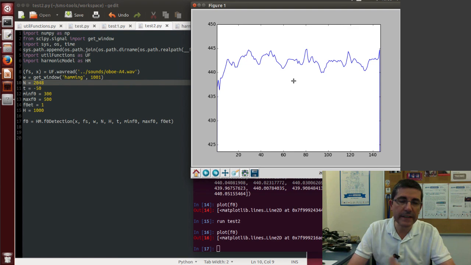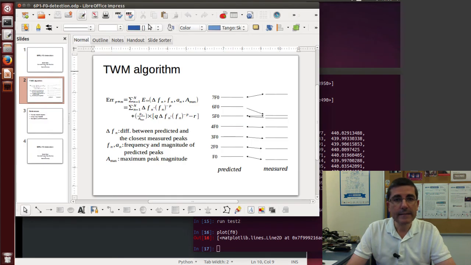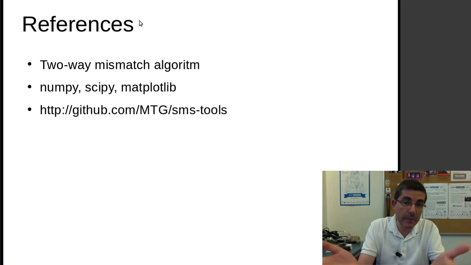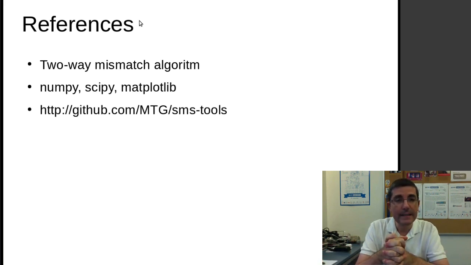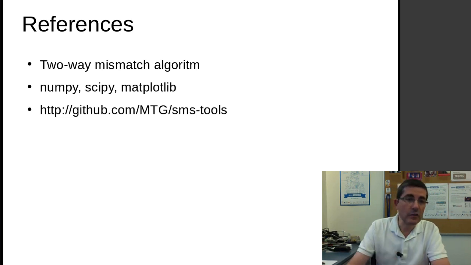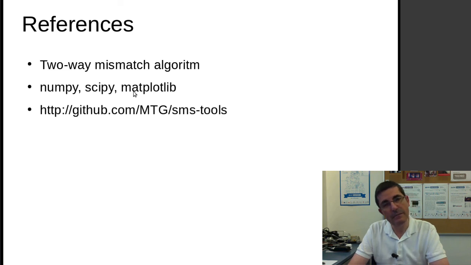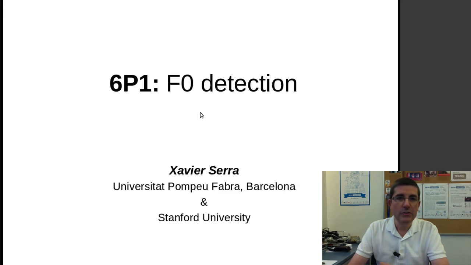But this is a very interesting way to try to understand what is going on, both in terms of the algorithm and in terms of this oboe sound and the natural oscillations that might be caused by either the acoustics or the performer that is playing this note. Okay, and that's all I wanted to say. So basically, we have talked about an implementation of the two-way mismatch algorithm, and I think that has given us a view on the issues of how to detect the fundamental frequency. Of course, we have used Python and a number of packages and the implementations that we have in the SMS tools package.